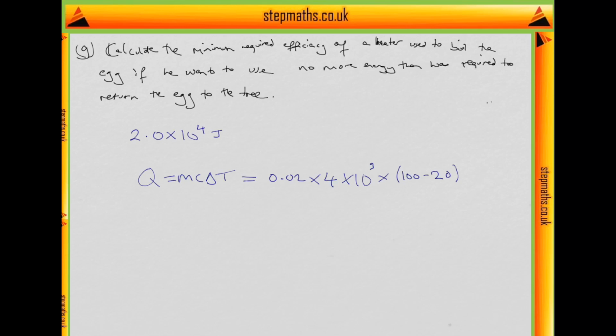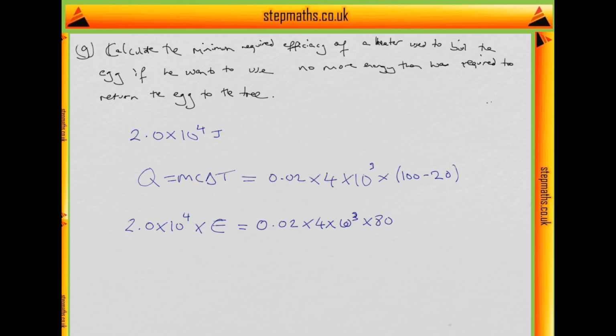Now, we're told that he wants to expend no more energy than he would have used to put the egg back in the tree. So that means he's going to put in 2.0 times 10 to the 4 joules of energy into boiling water. That's how much he's willing to give up. Now, the efficiency is the amount of that which goes into boiling the egg. So if we call the efficiency E, that means 2.0 times 10 to the 4 times E is the amount that goes into boiling the egg. And we need this to be at least equal to the amount of energy that's actually required to heat the egg, which is this energy here.